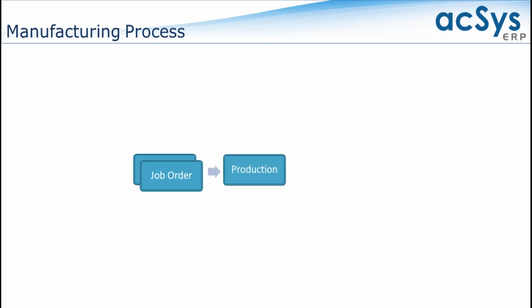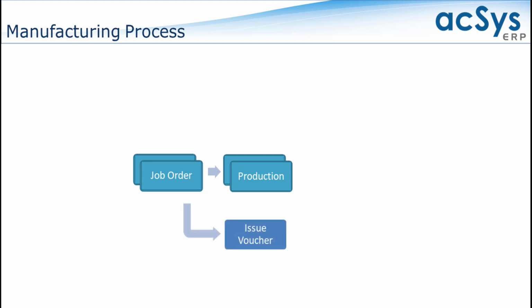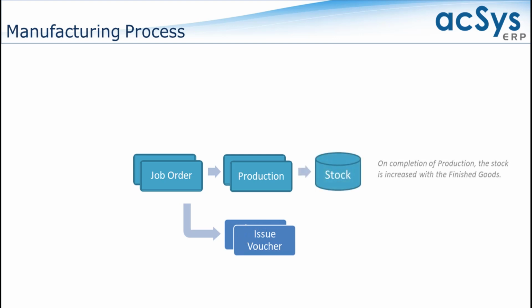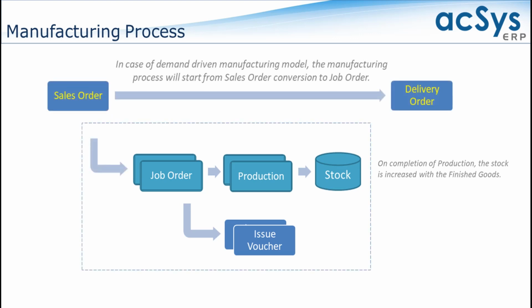2. Production start. Initiates the production process for the job order. 3. Issue voucher. Issuance of raw materials for the job. 4. Production completion. Closure of job, and update the inventory with the manufactured finished goods. In a demand-driven manufacturing, the sales order is the first step, which is then converted to a job order, followed by manufacturing process, and then the delivery of the finished goods.